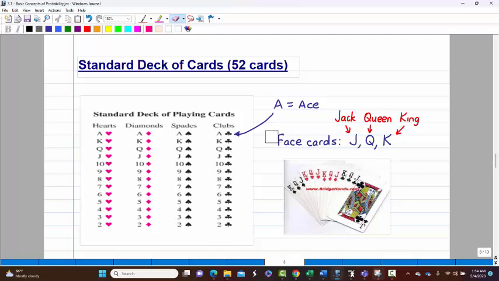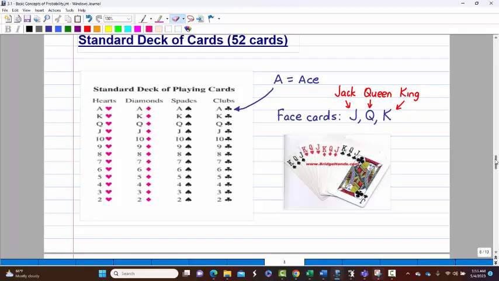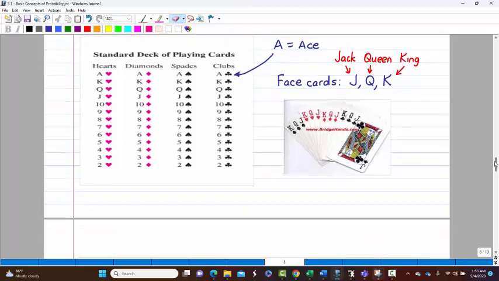Now the A is called an ace. J, Q, K are called Jack, Queen, King. Those are also known as face cards. You can't see the other two here, but they are called face cards because there's somebody's face on them. That's the real reason. The Queen and King also have faces on them. I believe the deck of cards is attributed back to the French way back when, so it has a little royalty thing to it.